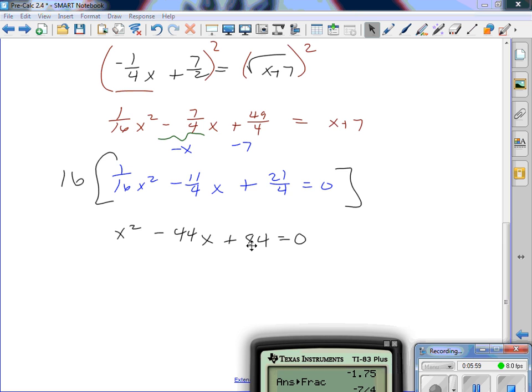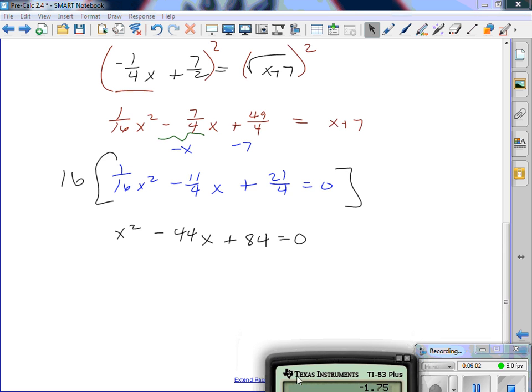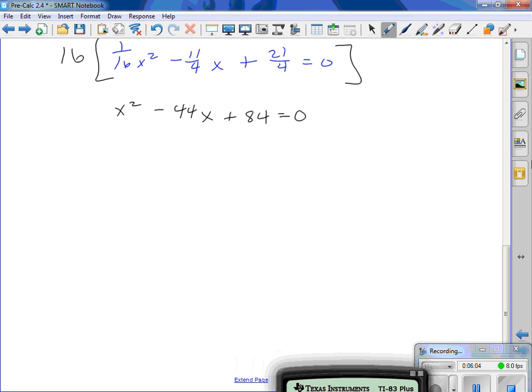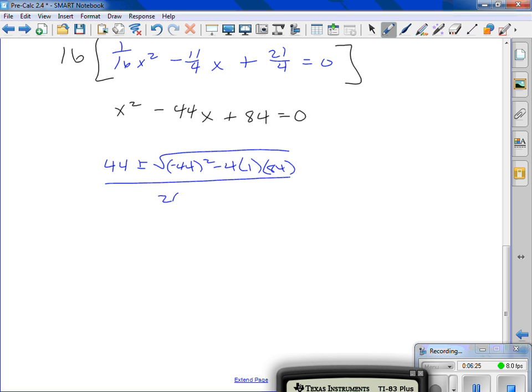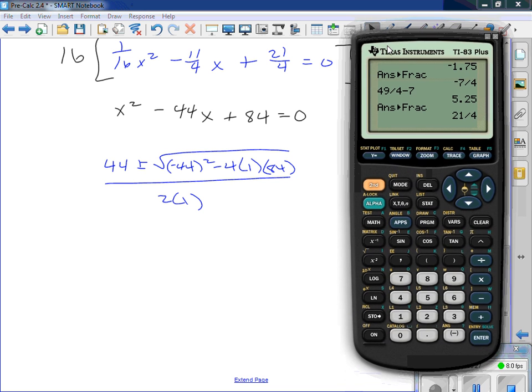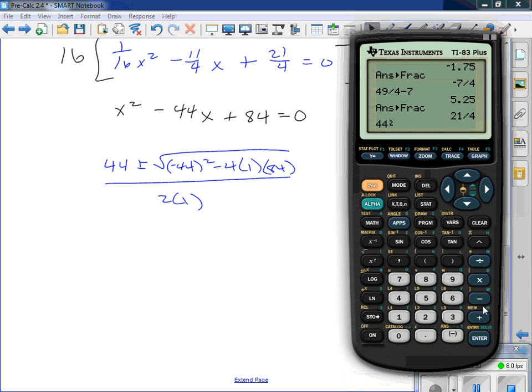Now, any method I want. I can complete the square, but I don't want to have to deal with squaring a 22. I'm going to do 44 plus or minus square root. You want to square 44? 44 squared minus 4 times a times c all over 2 times 1. All right, 44 squared minus 4 times 1 times 84.